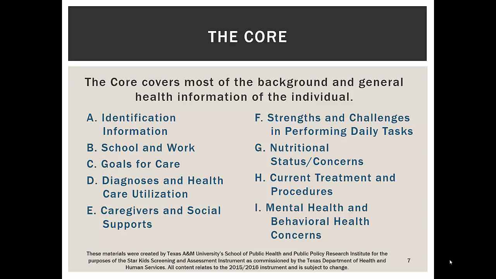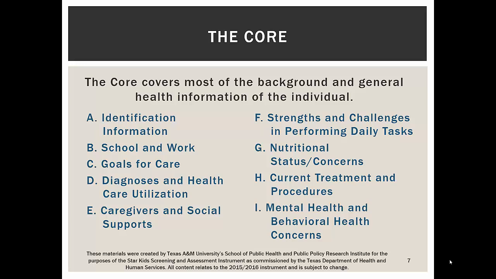Section D covers a variety of topics about the individual's diagnoses, medical care needs, and assistive devices. Section E, Caregivers and Social Supports. Section E provides a place to include information on the people in the individual's life and household. Section F, Strengths and Challenges in Performing Daily Tasks. This section contains an overview of the individual's functional status and communication skills.